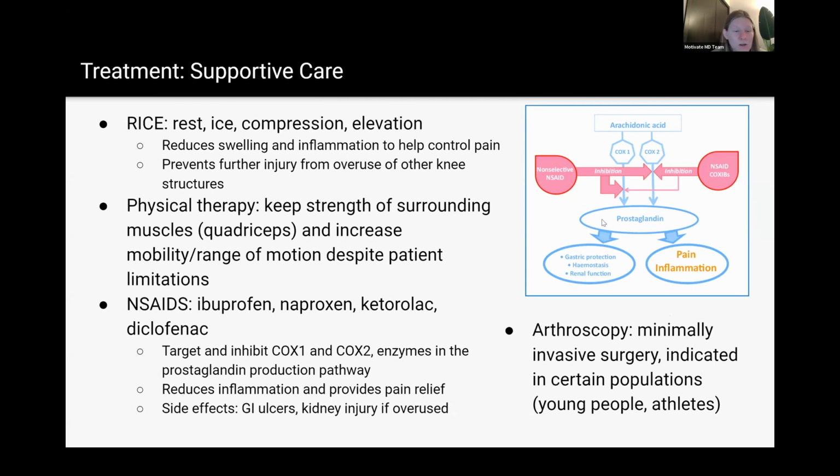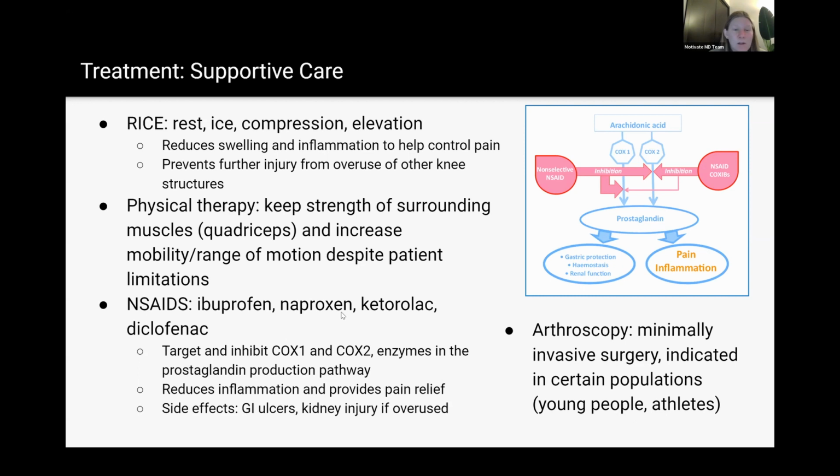Prostaglandins are an inflammatory molecule that contributes to pain and inflammation. So by blocking the formation of prostaglandins, we have less pain and less inflammation. Unfortunately, NSAIDs, as effective as they are at their job, can also be dangerous if overused, or if taken in too large of quantities or for too long of a time.